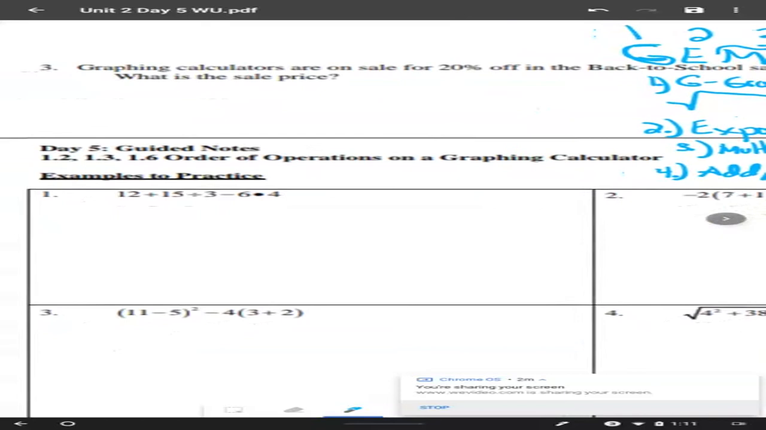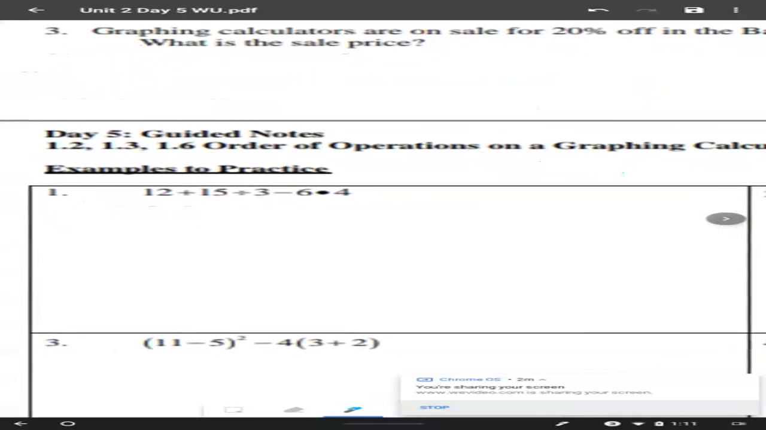This first one is 12 plus 15 divided by 3 minus 6 times 4. In GEMDAS, the G stands for grouping symbols. I don't see any grouping symbols, so I continue to move on. The E stands for exponents. I don't see any exponents either, so I continue to move on. The next one's multiply, divide. I do see some multiplication and division.